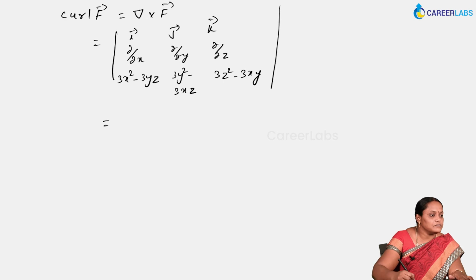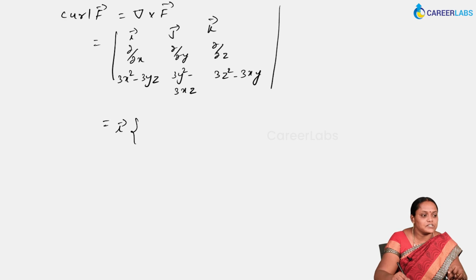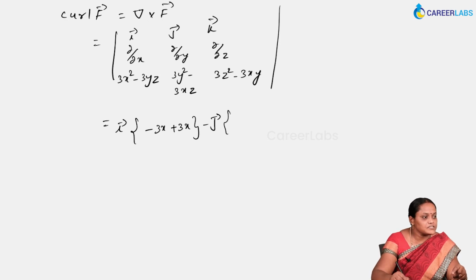So this is equivalent to i vector times ∂/∂y of this term, which will give you minus 3x, then minus ∂/∂z of this term, which will give you minus 3x. So minus 3x into minus 3x will give you plus 3x. Then minus j vector times differentiation with respect to x. When you differentiate this term with respect to x, you will get minus 3y, then minus ∂/∂z of this term will give you minus 3y. So minus into minus 3y will be plus 3y.